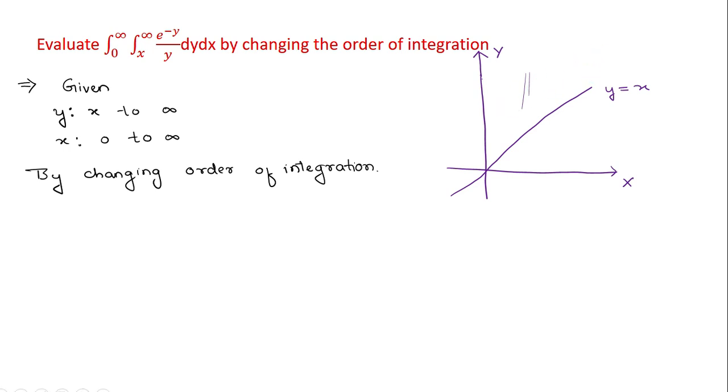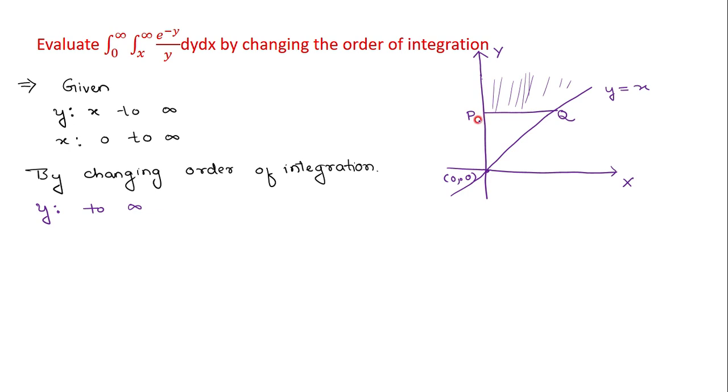Now after changing the order of integration, we need to take y as the constant limits. Note that the y values are ranging from 0 to infinity in this region of integration. So by changing the order of integration, the y limits are from 0 to infinity. Now taking the horizontal strip here, let me take that as PQ. So it's a horizontal line.